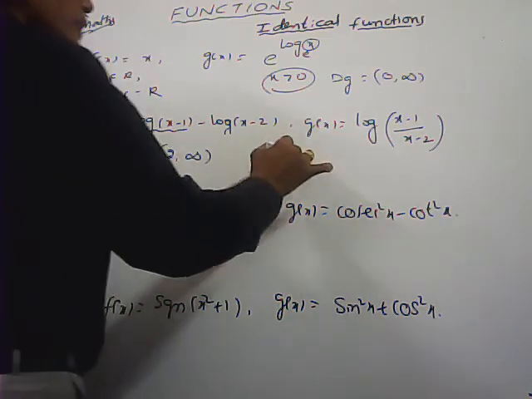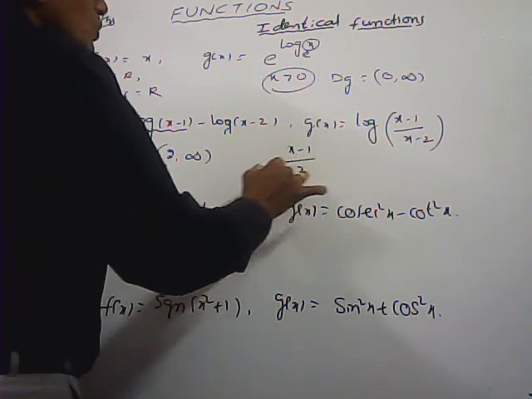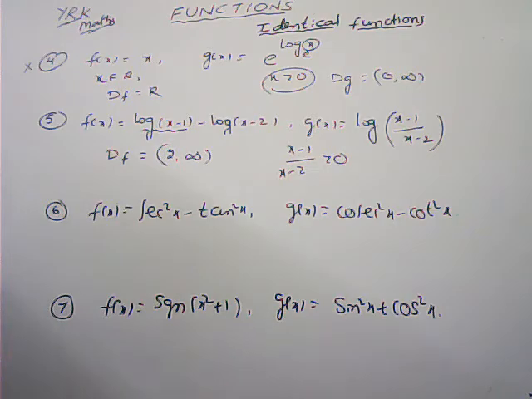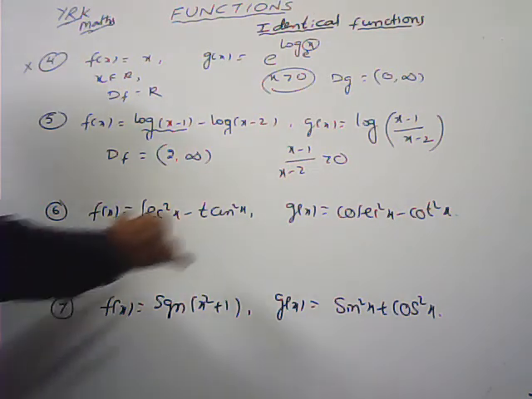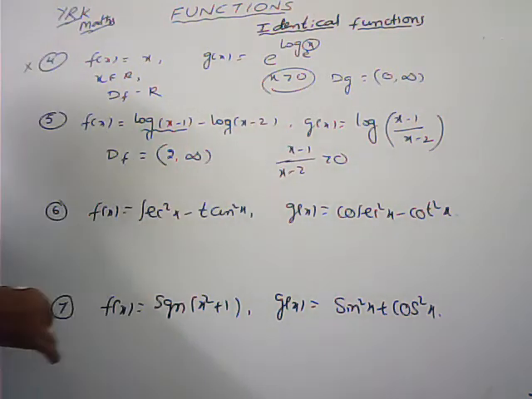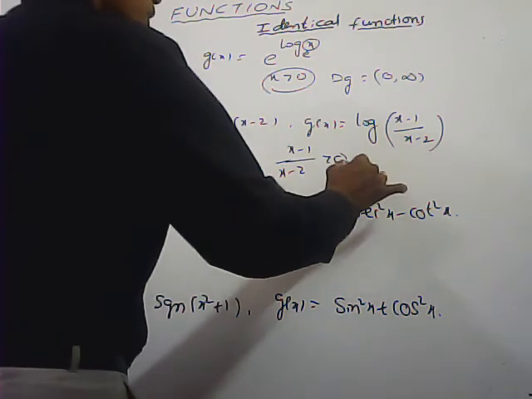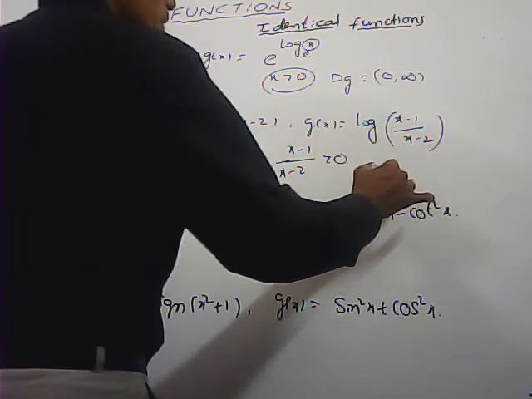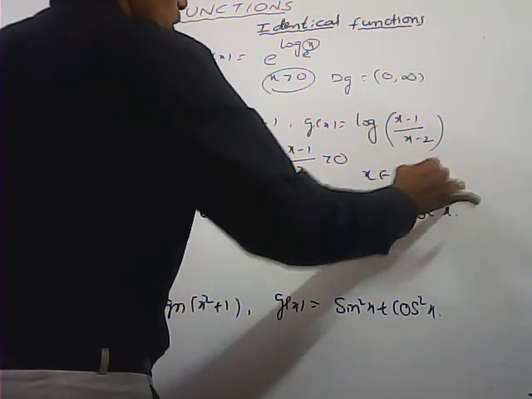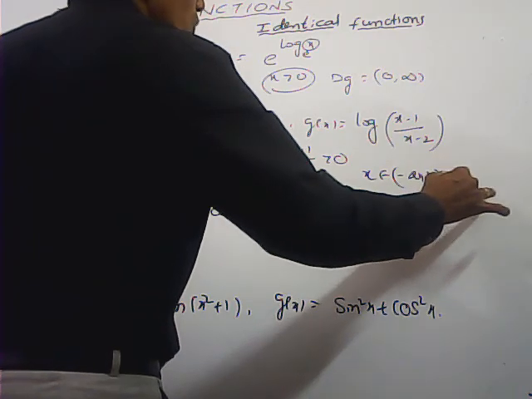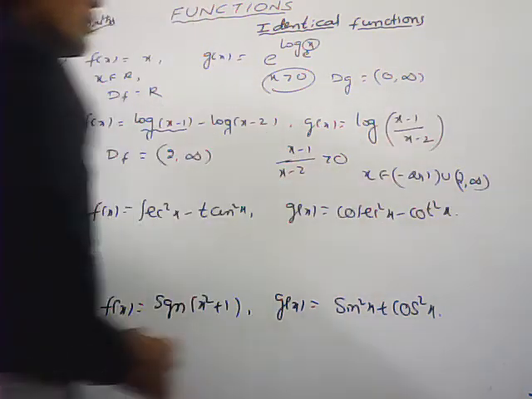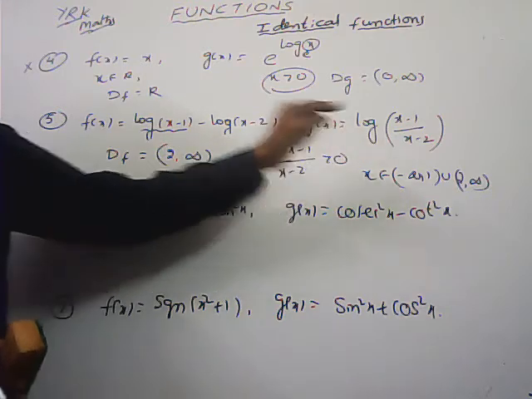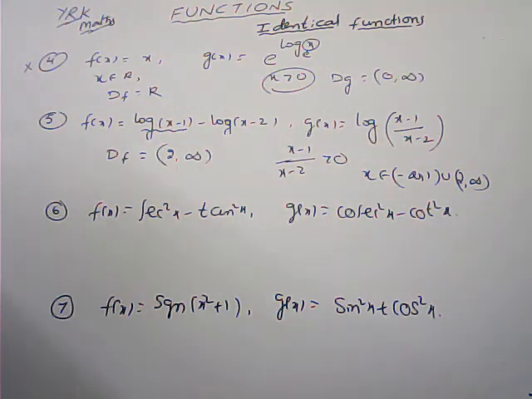Now here (x minus 1) by (x minus 2) should be more than 0. Log exists for only positive real values. (x minus 1) by (x minus 2) should be more than 0. Therefore, by taking the number line, we can say x belongs to minus infinity to 1 union 2 to infinity. For all those values the function exists only. The logarithmic function will get log of a positive value only.